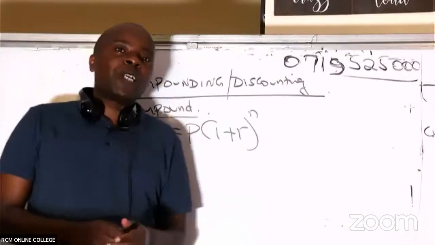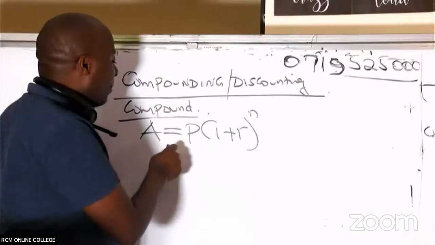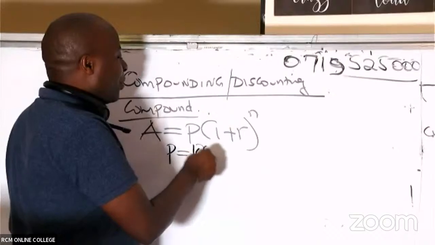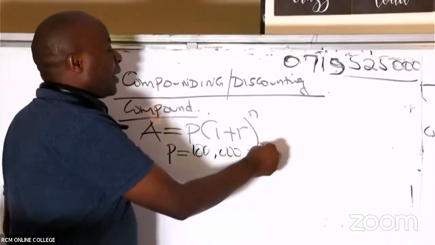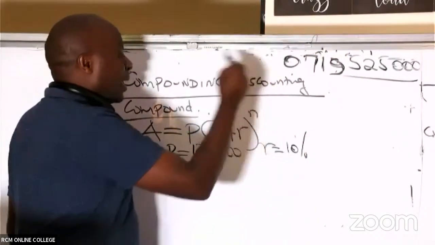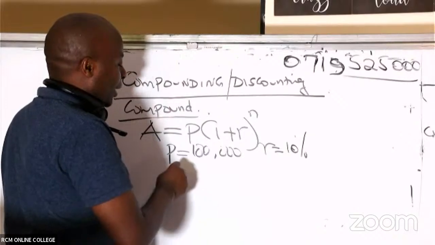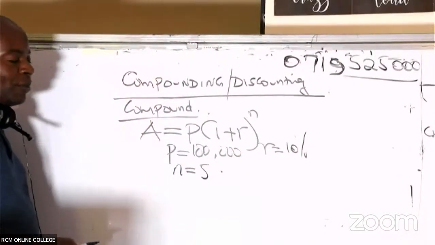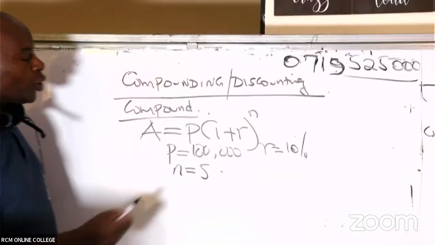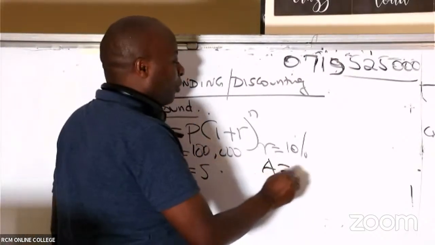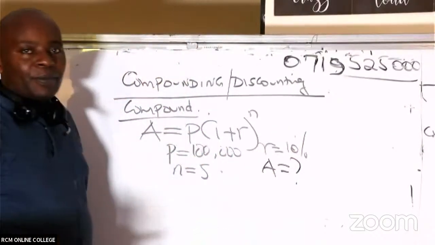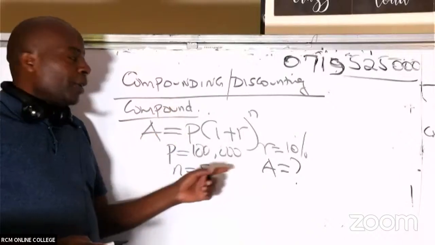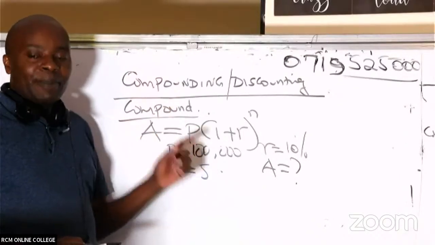Assuming, for example, your principal amount today is 100,000, the rate of interest is 10% per annum, and you keep this money for 5 years with that bank, how much will you be able to get as an amount? The amount will include the principal itself, which is 100,000, plus the interest.